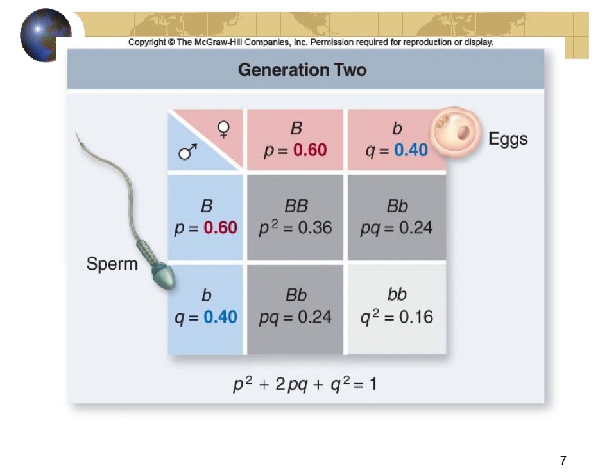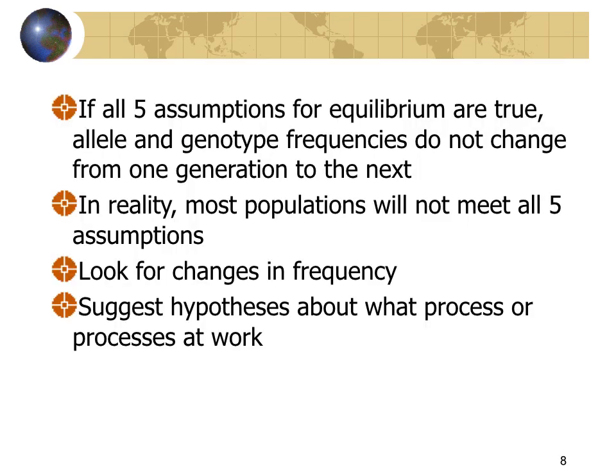Okay, and so we can here do a chart to show us. And so this looks at the next generation, and so again you get the same kind of frequency there, P 0.6, Q 0.4, and you make the chart and you get the same thing. So if all five assumptions for equilibrium are true, allele frequencies and genotype frequencies do not change from one generation to the next.